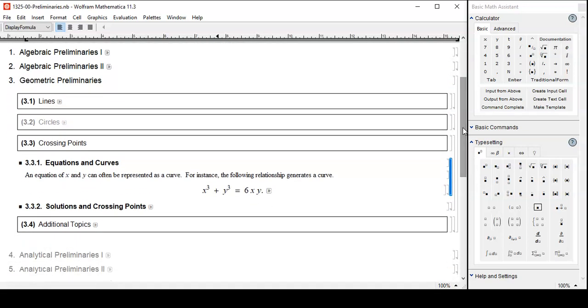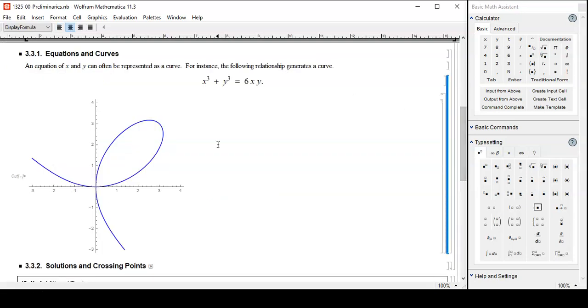Equations and curves, okay. And any algebraic equation of x and y tends to be either a curve or several pieces of curves. Here's an example. This is an example of a curve called Descartes' folium. It looks like this. It's one piece of curve like this. Okay, and then of course, if you get a different equation, you're going to get a slightly different curve.